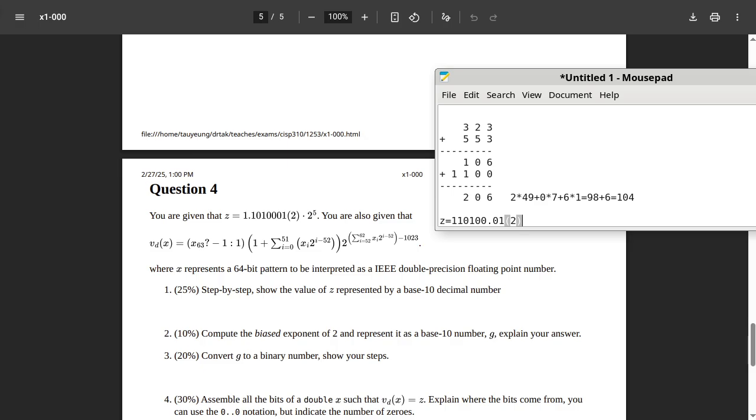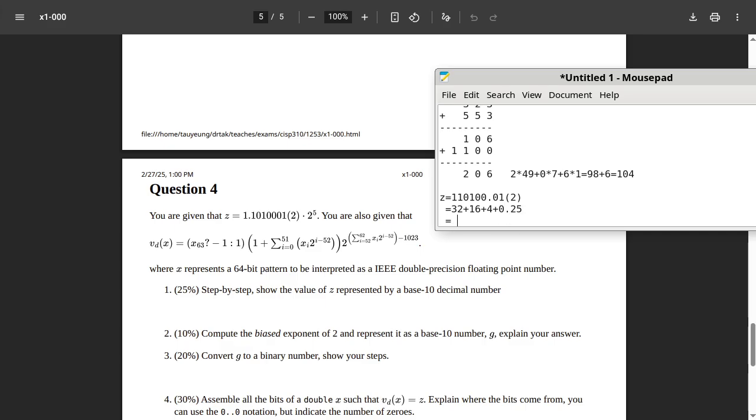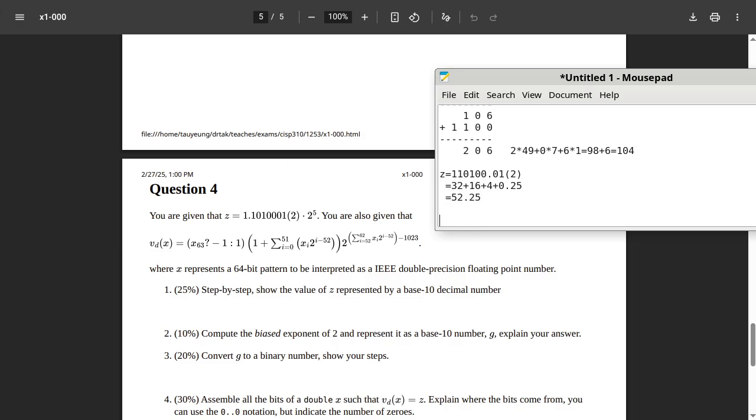Okay, so now what is that? That is 2 to the power of 5, which is a 32, plus a 16, none of 8, there's a 4, and then there's also a quarter, which is 0.25. Add these together, we have 52.25, I think. So that's it.